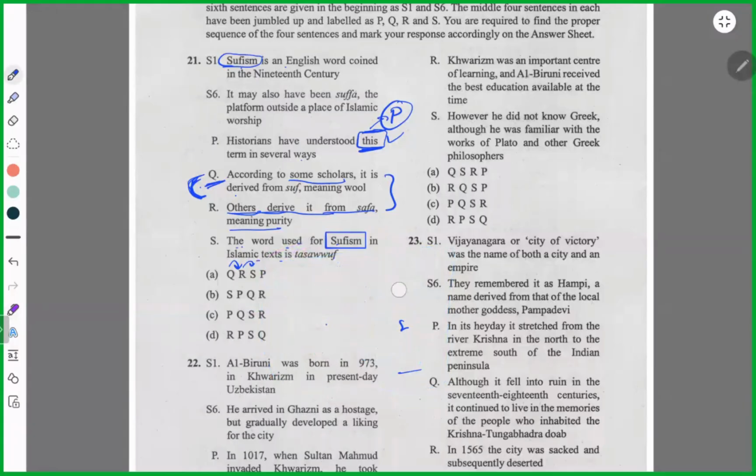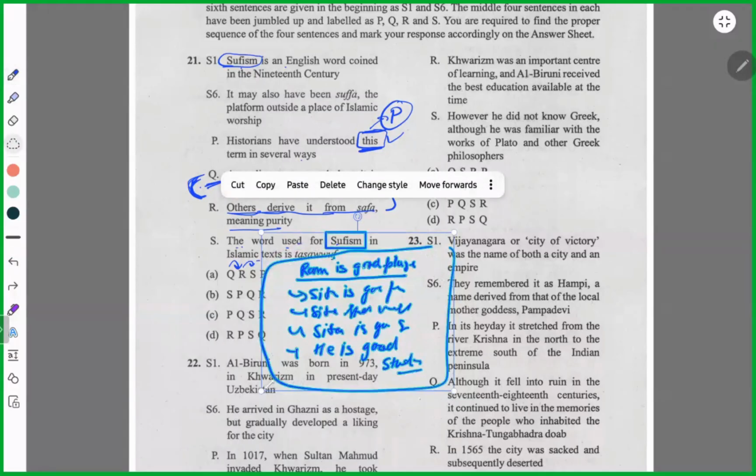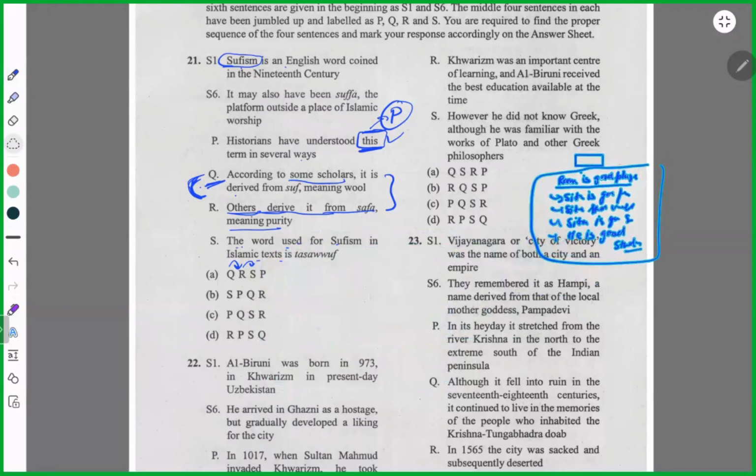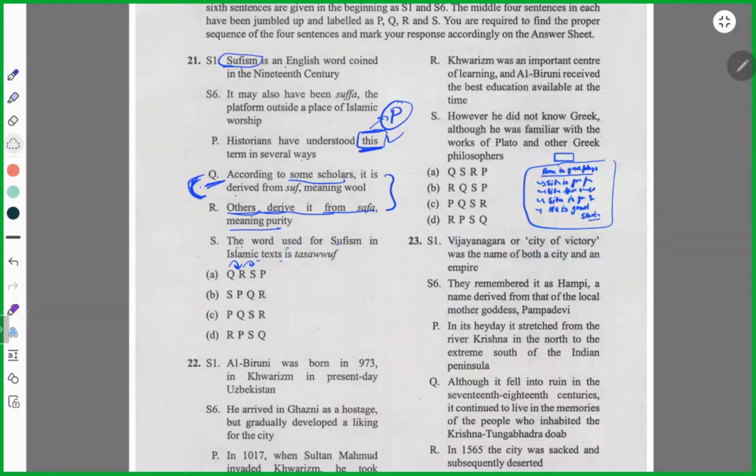Similarly, see, now coming back to this, we'll just keep this example safe for some time for our understanding. Now see, here we talked about Sufism, and now again there is another introduction of Sufism. The word used for Sufism in Islam is tasawwuf. So again there is something we need to explain. There is some content related to Sufism. So let us assume it's starting with S.